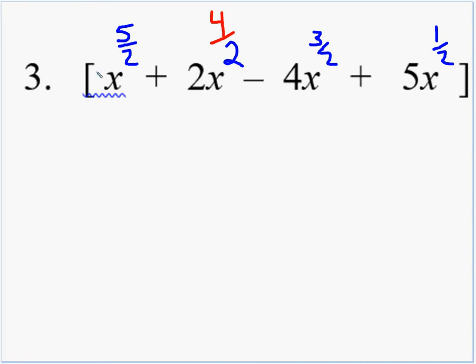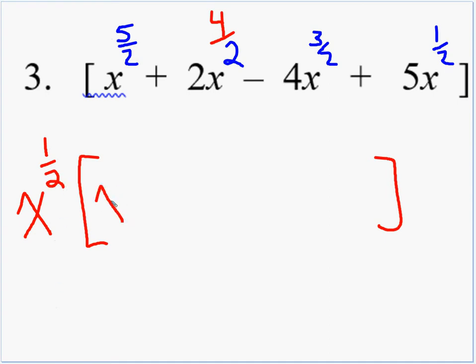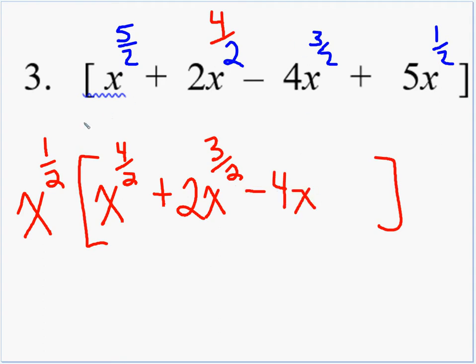Coefficients are all different, no common factors, so once again we cannot pull out a coefficient, but we can factor out base x to the lowest exponent, and that's going to be to the half power. So we are going to have an x in here. That's our base. What's our new exponent going to be? Well, subtract. 5 halves minus 1 half is 4 halves, and we'll clean that up in the next step. Plus 2 base x, 4 halves minus 1 half is 3 halves, minus 4 base x, 3 halves minus 1 half would be 2 halves, plus, and here again we have a 5, and we factored out the x to the half in its entirety.